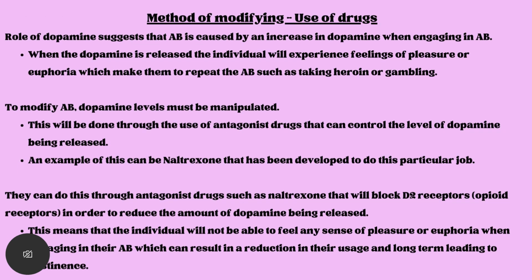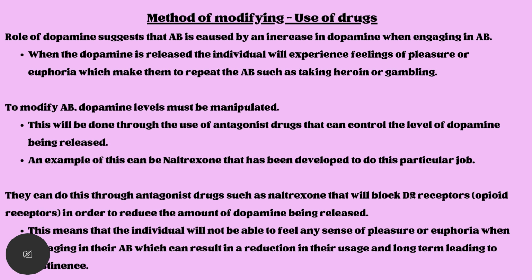So finally, we need to discuss the method of modifying, which is the use of drugs. So this is based on the role of dopamine, and it suggests that, as we said before, addictive behaviour is caused by an increase in dopamine. So when dopamine is released, they'll experience feelings of pleasure or euphoria. So when you write in these method of modifying questions, you sort of state what the assumption is, the explanation, and say how it links to addictive behaviour, why it causes addictive behaviour. So just a couple of sentences explaining, outlining that, so then the examiner can understand how this method of modifying works.